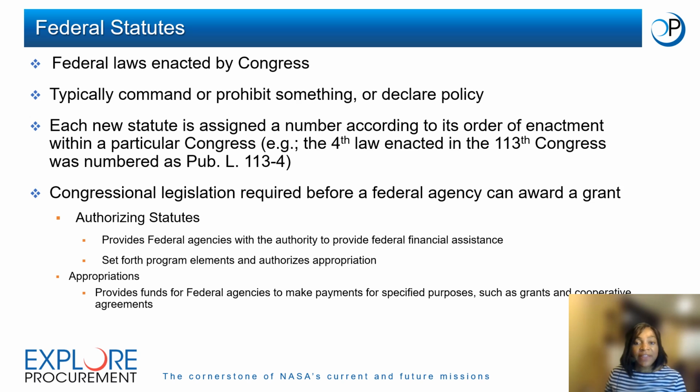There are two types of statutes relative to federal grants and cooperative agreements: authorizing statutes and appropriations. Authorizing statutes provide federal agencies with the authority to provide federal financial assistance. It also sets forth program elements and authorizes appropriation. Appropriations, on the other hand, provide funds for federal agencies to make payments for specified purposes, such as grants and cooperative agreements.